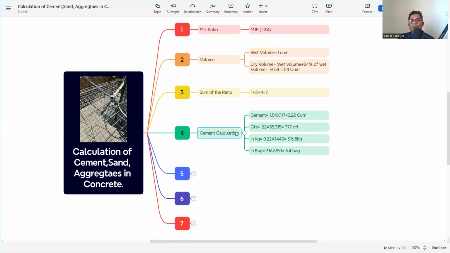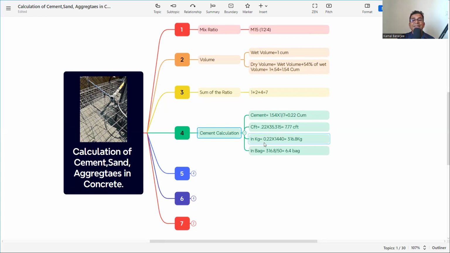Now, what will be the cement calculation? How much percentage of the cement? That is only 1 part. So, 1.54 into 1 divided by 7. Why 7? Because it is the sum of the ratio. If we calculate it, it comes to 0.22 cubic meter. So the volume of cement in 1 cubic meter of M15 will be 0.22 cubic meter. Now, if we want to calculate this in CFT, 0.22 into 35.315 becomes 7.77 CFT. So from cubic meter, it becomes CFT.